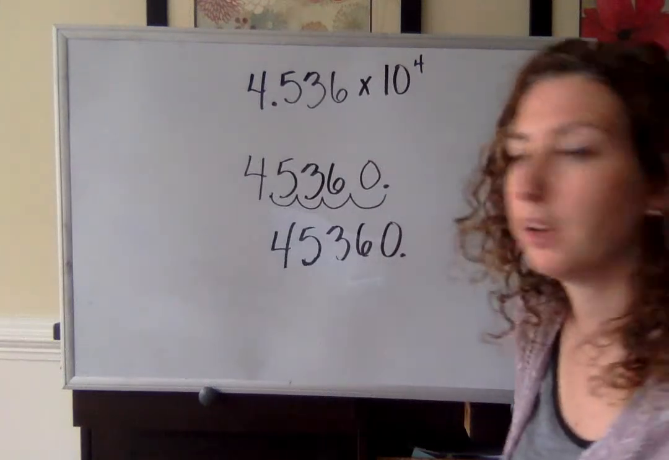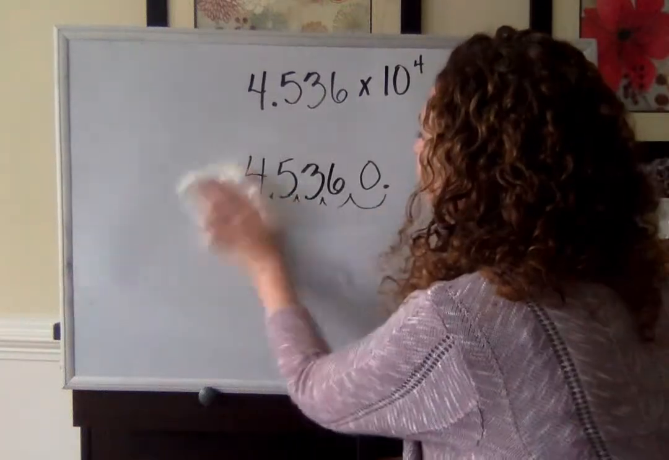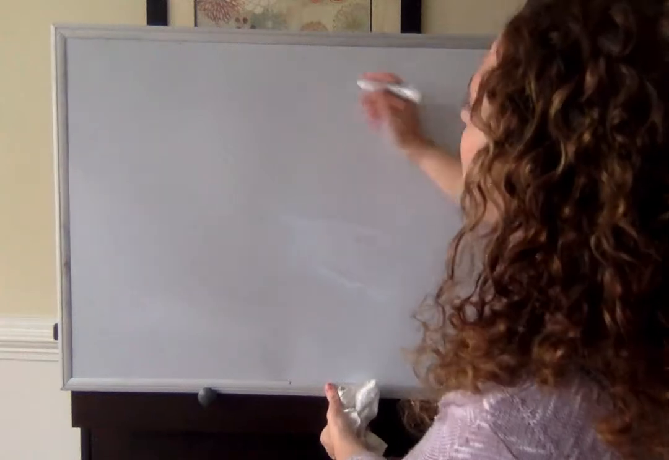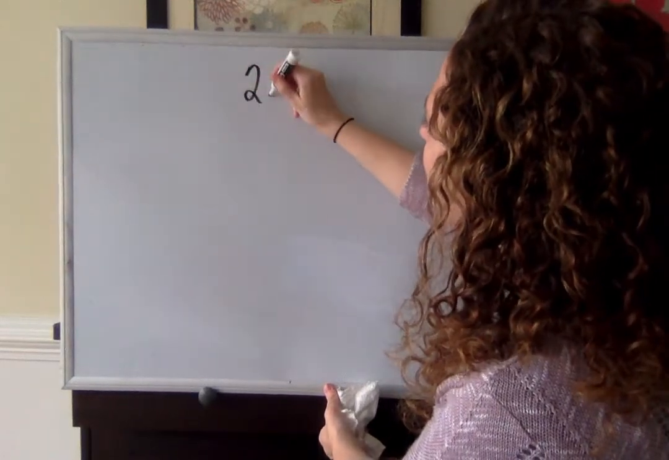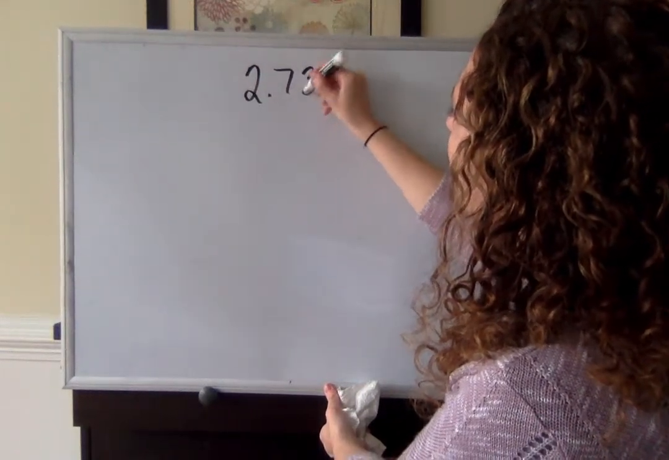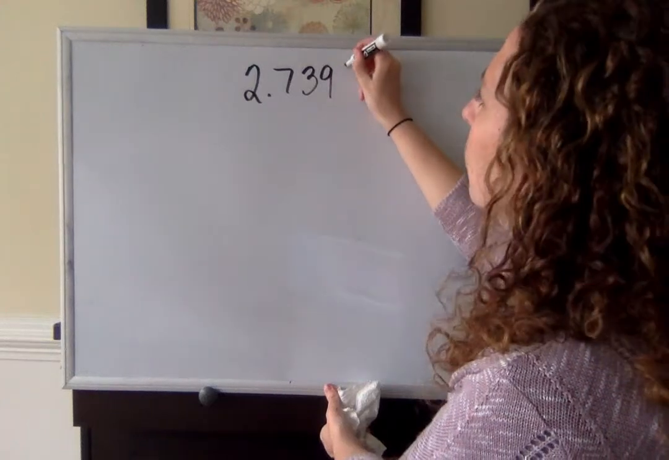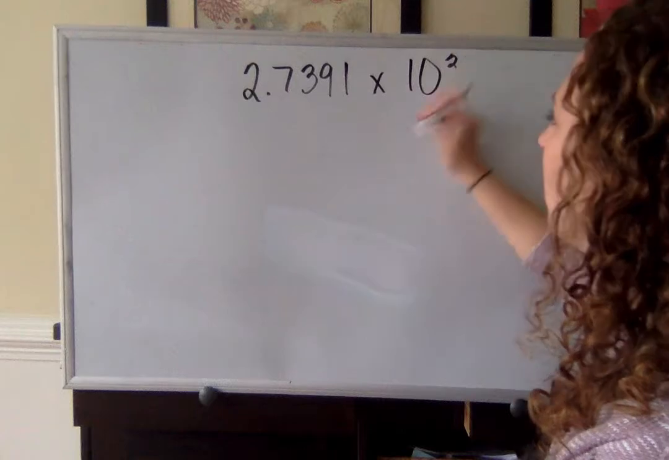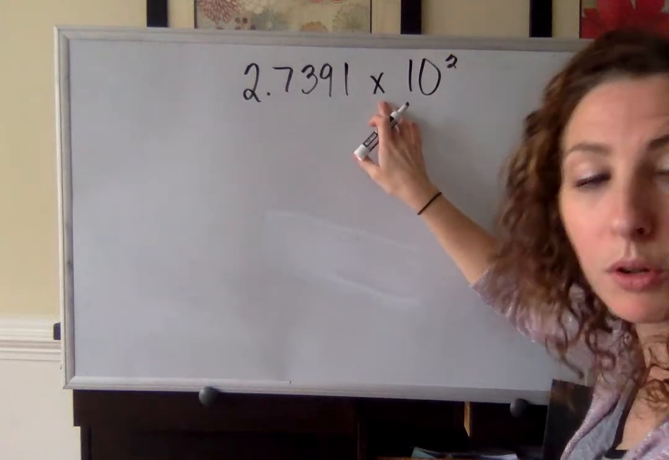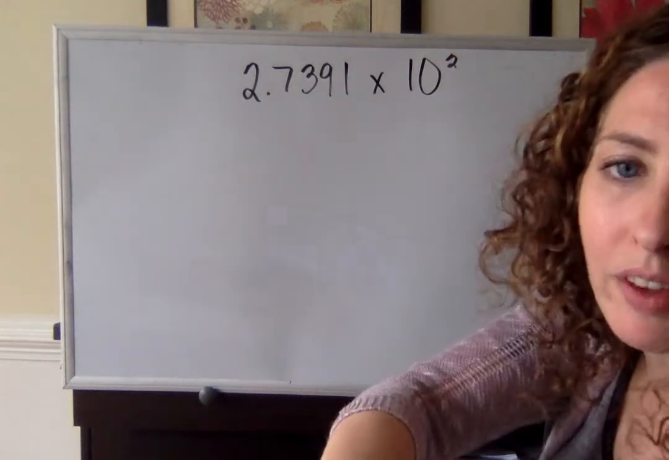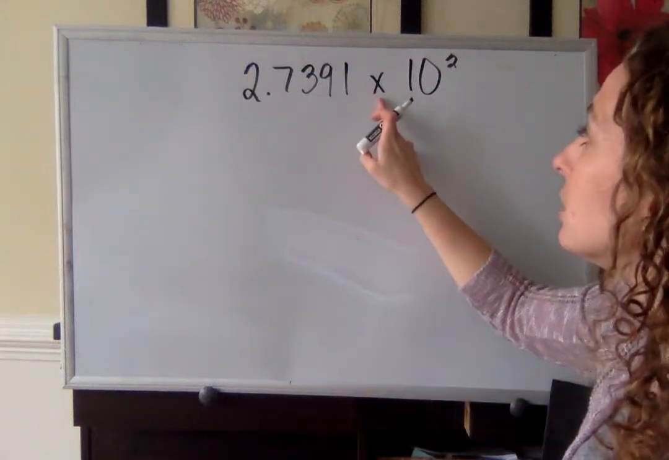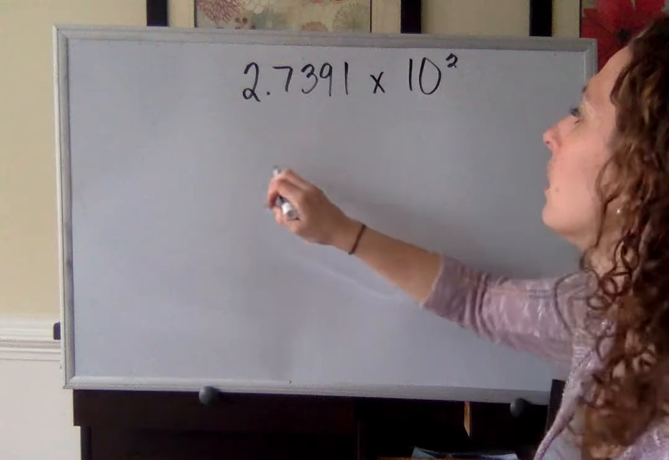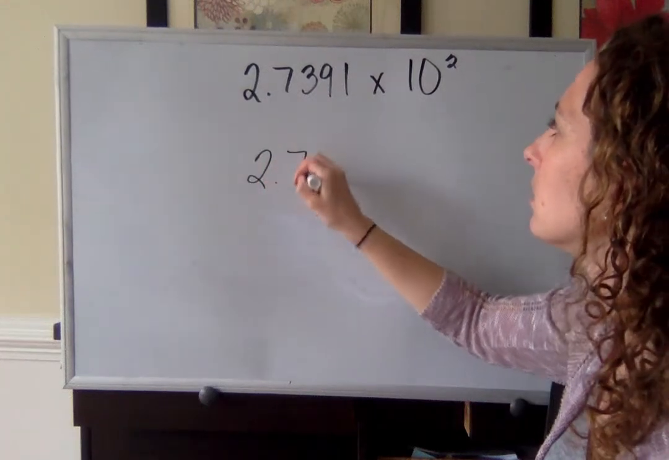Okay, let's try another one. Let's just do a number like 2.7391, okay? Times 10 to the second power. To the right, multiply. If I see that multiplication symbol, I know I'm going to the right. I'm going to rewrite this.